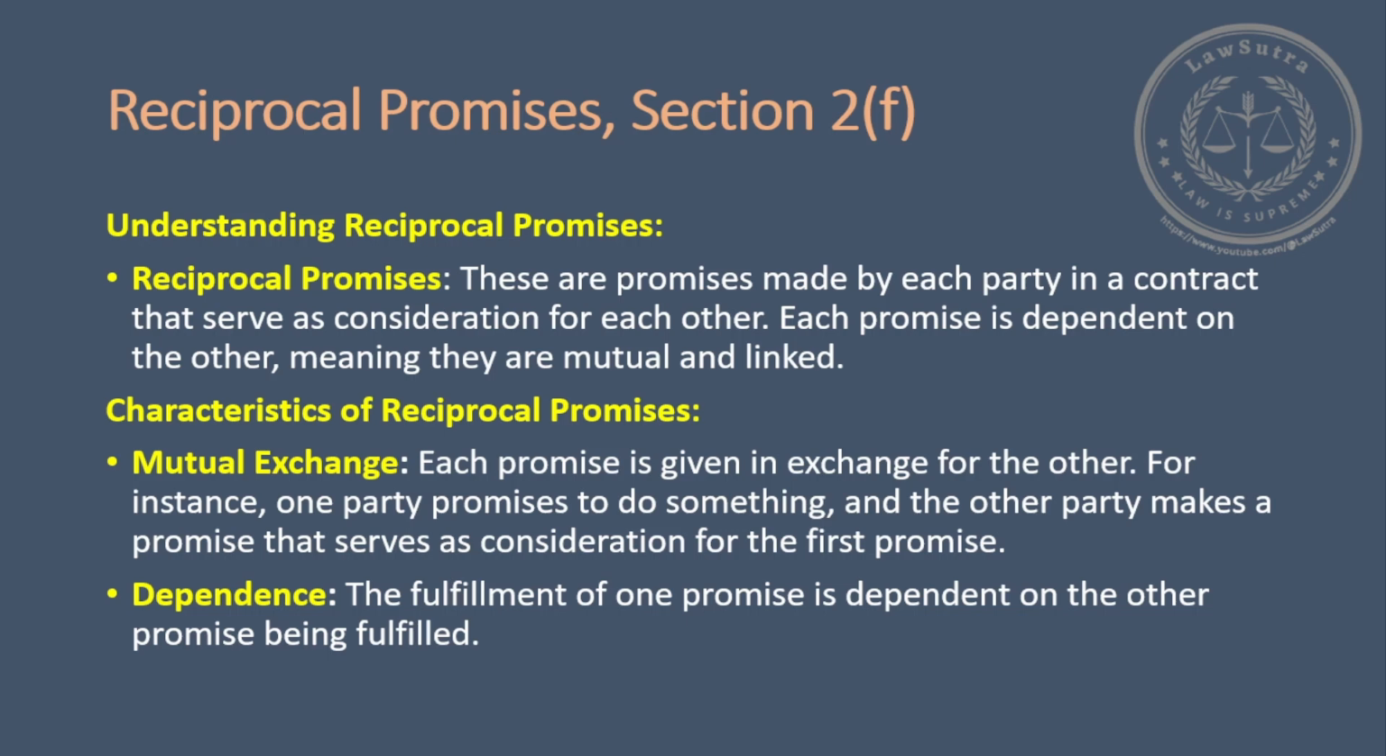Characteristics of reciprocal promises: the first one is the mutual exchange. Each promise is given in exchange for the other. For instance, one party promises to do something and the other party makes a promise that serves as a consideration for the first promise. Dependence: the fulfillment of one promise is dependent on the other promise being fulfilled.